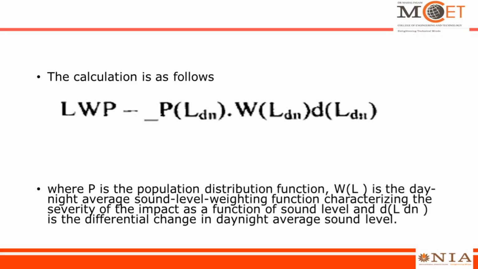LWP is actually calculated based on a population distribution function, based on a day-night average sound level weighting function characterizing the severity of the impact as a function of sound level, and DLN is nothing but the differential change in day-night average sound level, not daylight, it's day-night average sound level. So it's a differential change in day-night average sound level.